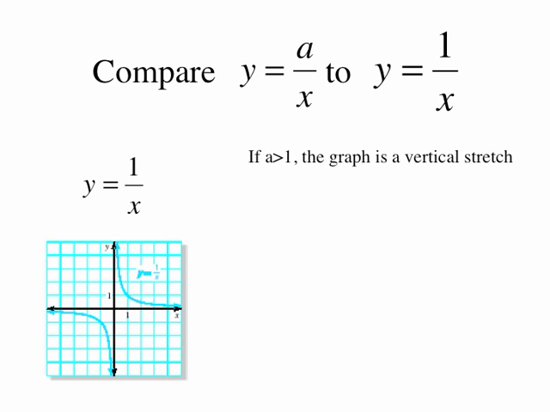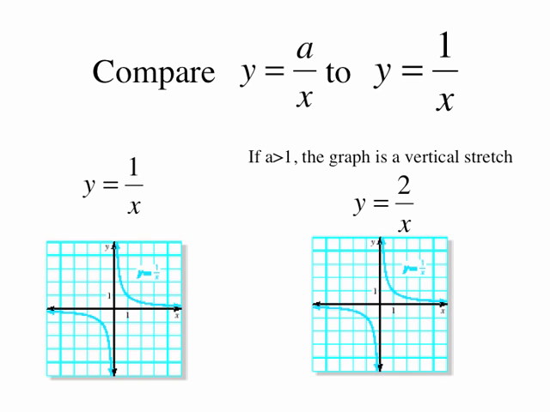If a is greater than 1, the graph is a vertical stretch. It's as though we grabbed the top and the bottom of that graph and pulled it up and down. So an example, y equals 2 over x, as compared to y equals 1 over x, 2 over x would be stretched up and stretched down. It's stretched in the vertical direction. So the red line below represents what y equals 2 over x would look like.